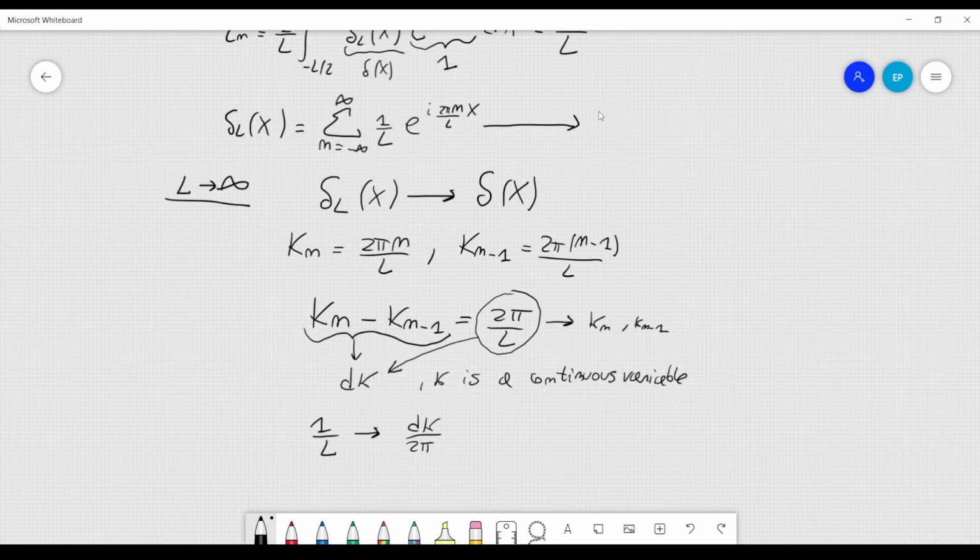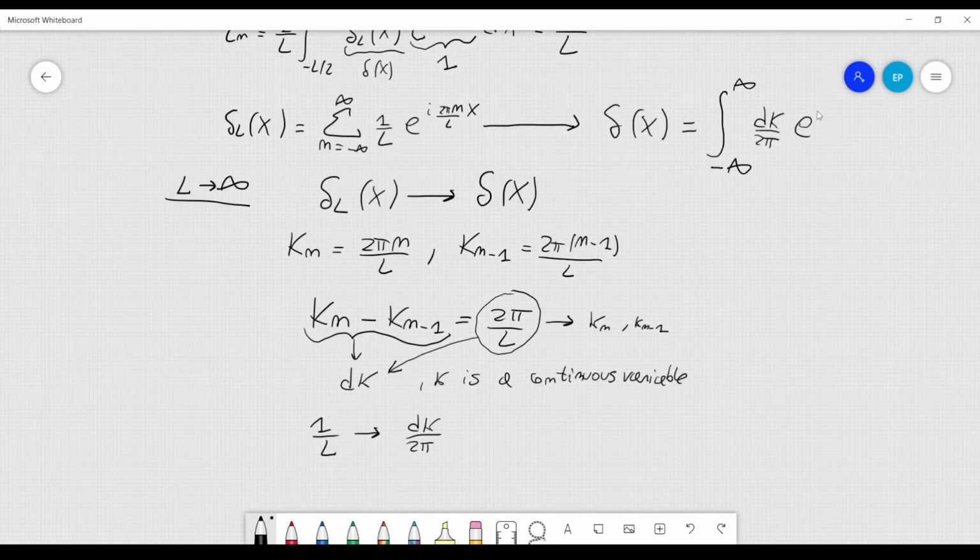Instead of delta sub L, we have delta of x. And instead of the infinite sum, we have an integral, because we are summing quantities that will become continuous. So we have to sum from minus infinity to plus infinity. Instead of 1 over L, we have dk over 2 pi.